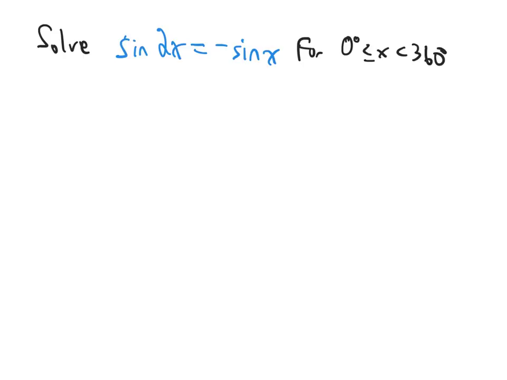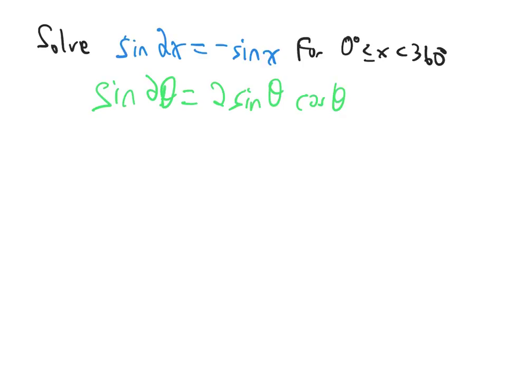We're asked to solve the equation sine of 2x equals minus sine of x for x values between 0 and 360 degrees. So our main impediment right now is that we have a mixture of angles in our trig functions, which are tricky. So we're going to use the trig identity that sine of twice theta is twice the sine of theta times the cosine of theta.